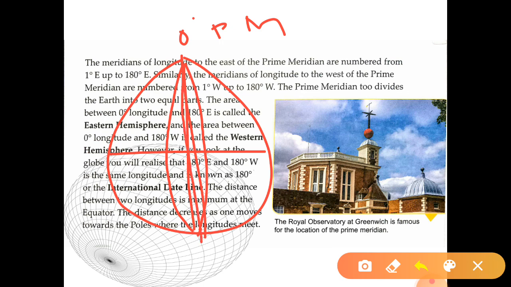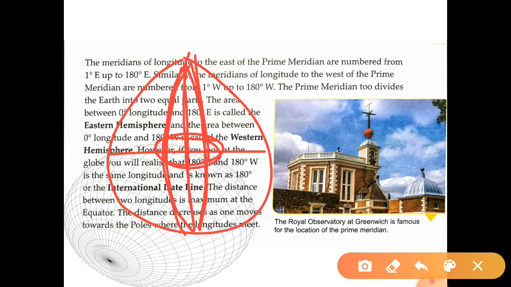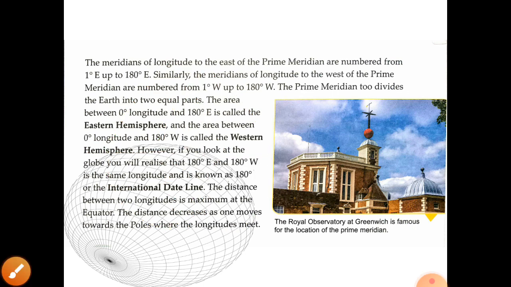The distance between this prime meridian and this other line is maximum at the equator. However, as we move from the equator to the pole sides, at both poles they meet, so the distance between the longitudes decreases towards the poles, where the longitudes meet.